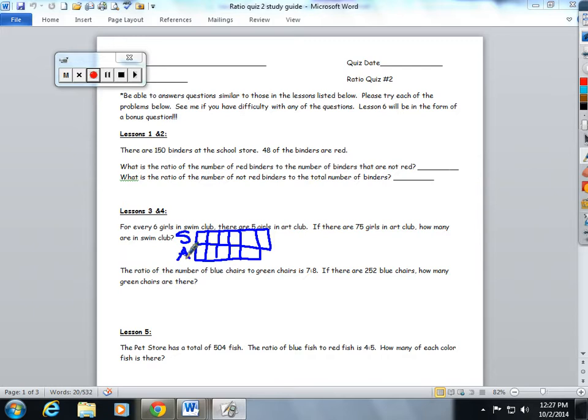And then it says there's 75 girls in art club. So 75 divided by 5 is 15. So you put 15 in every box. Up here too. And then 15 times 6 equals 90. So you get 90 up here. Okay, now I'm going to hand it to Lauren for another one from lessons 3 and 4.